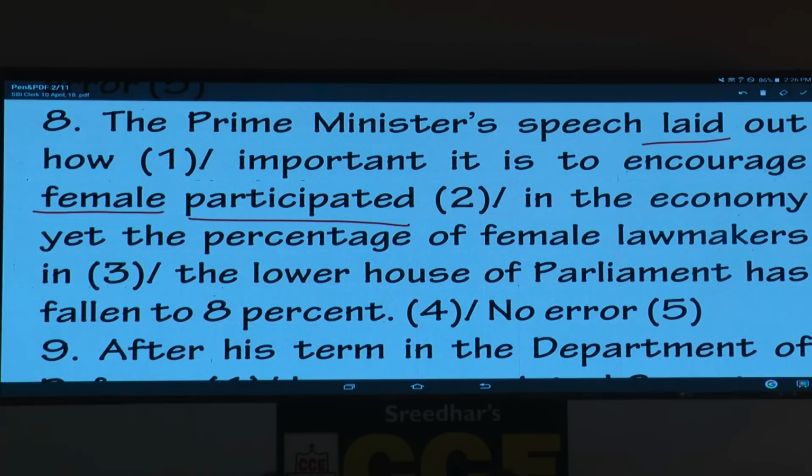So, participated is not correct. I will read out: the Prime Minister's speech laid out how important it is to encourage female participants. Please correct it. Participant, singular. What is the plural form? Participants. How many of you have got this one correct? Quite a few. Please make a note related to nouns, part of speech, noun.